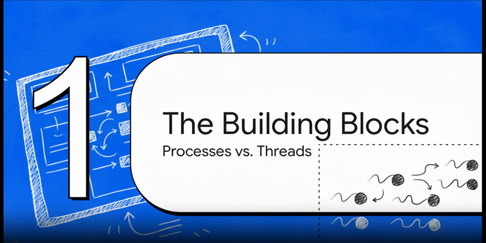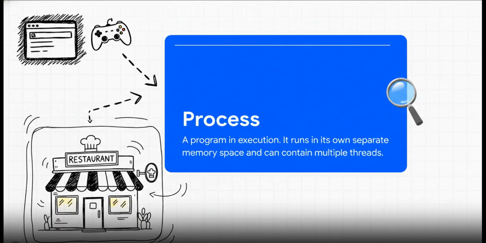Let's break them down. First up is the process. A process is, well, it's the big picture. When you double click an icon to launch an app, you're starting a process. It's the whole container with its own dedicated memory and resources. Think of it like a whole restaurant, the building, the kitchen, all of it.